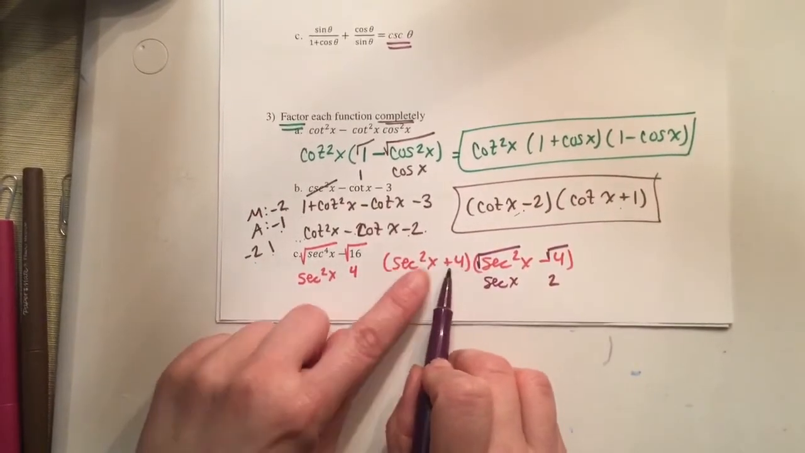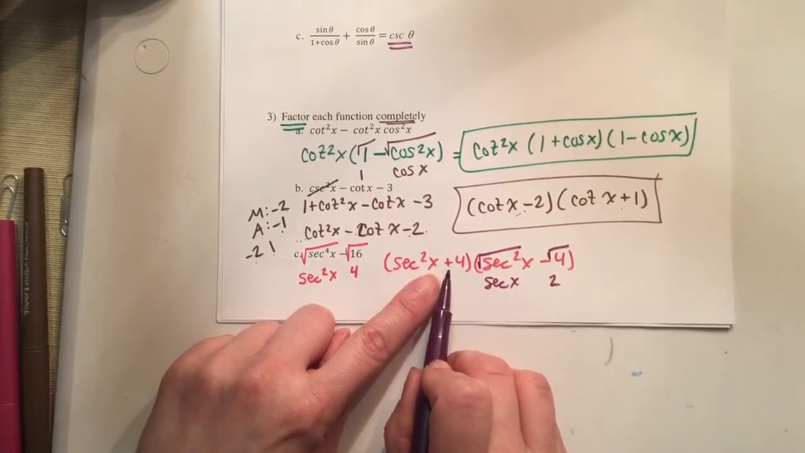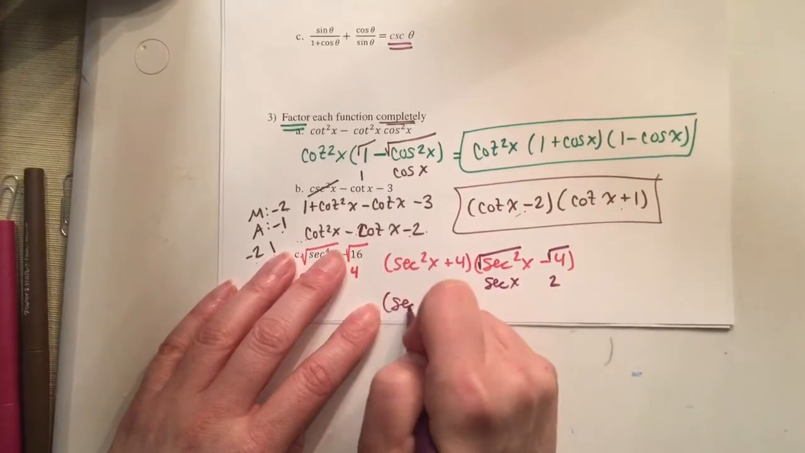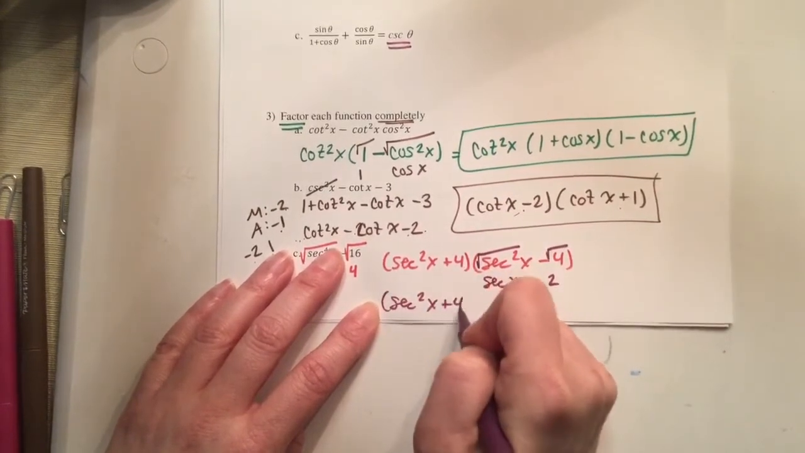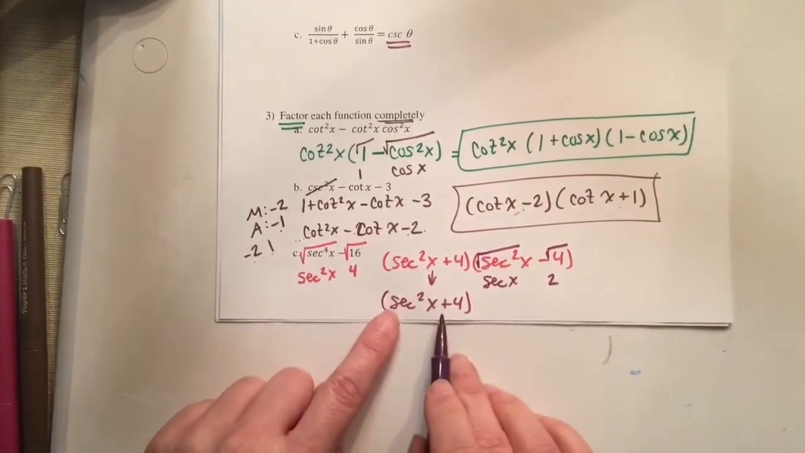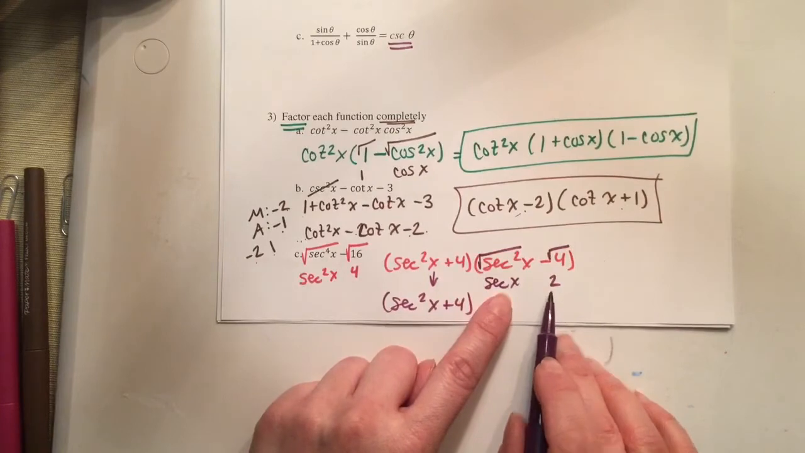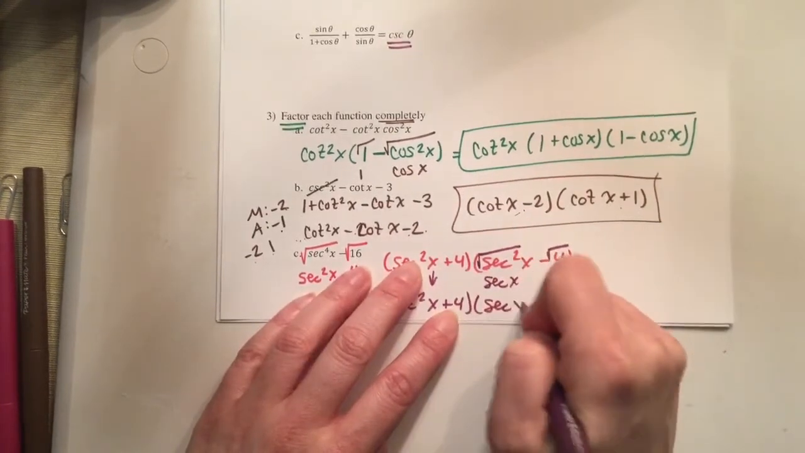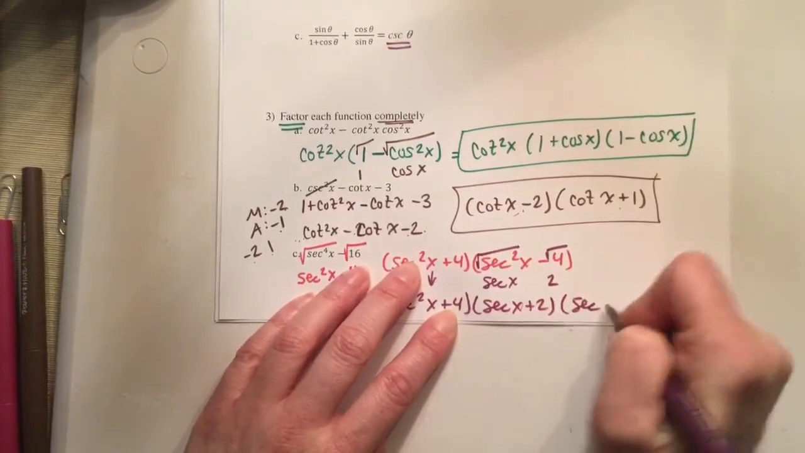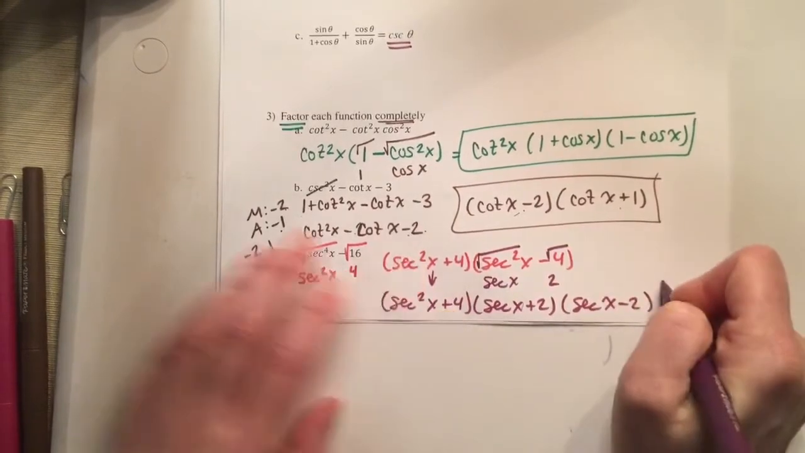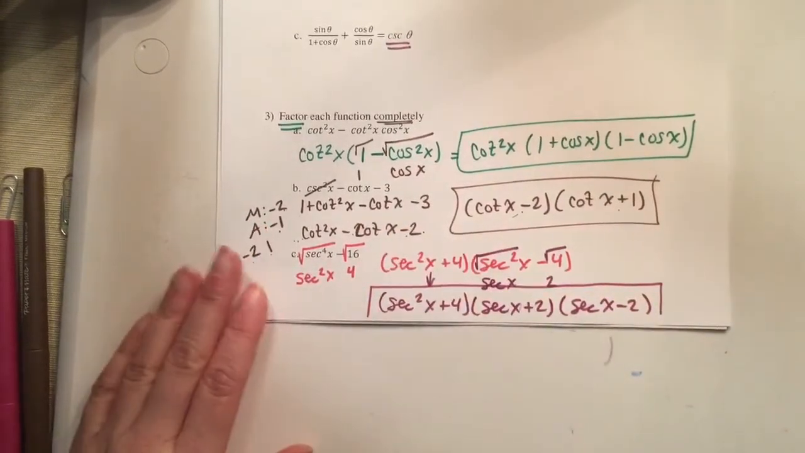Now this one I cannot because it's a plus sign. That method is called the difference of squares, meaning it only works if it's a minus. We have a plus. Okay, so this is secant squared of x plus 4 because I could not change it. It carries on into my final answer. Now I take the secant of x and 2 and I add them and I subtract them, and this would be your final answer by factoring.